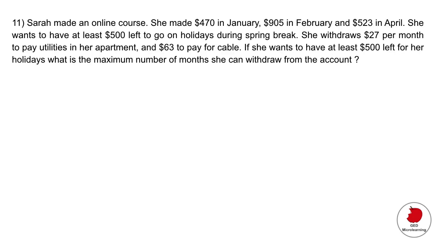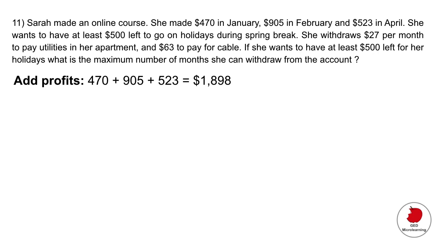Okay, so with these problems, the first thing that I suggest is that you just tidy everything up, because there's a lot of moving pieces here. The first thing that we're going to do is add the profits. So let's find out how much she made from her online course in January, February, and April. All right, so that's how much she made. Then we also want to find out how much from this profit amount she withdrew, right? So we would add the $27 that she pays for utilities plus the $63 for cable. Okay, so it's $90 per month.